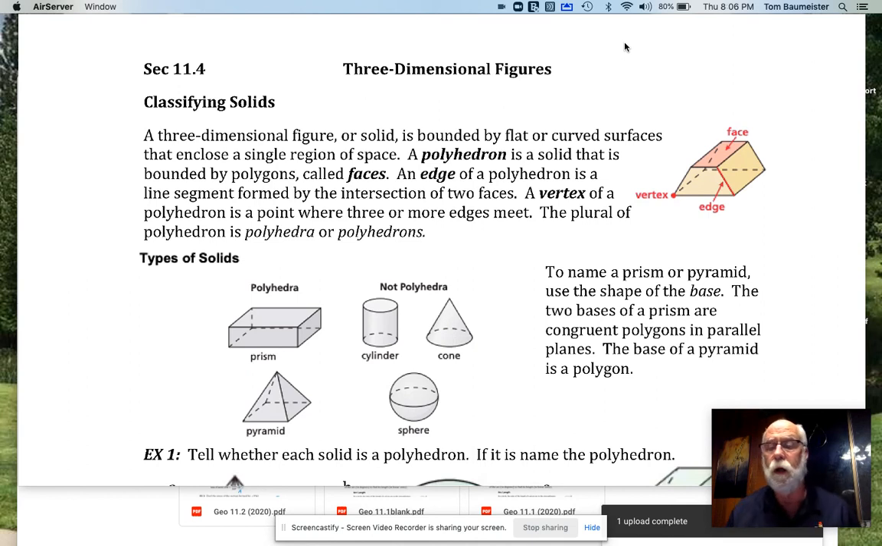All right, so after a pretty tough section, ladies and gentlemen, we've got a really easy one here. So we're going to classify some solids.